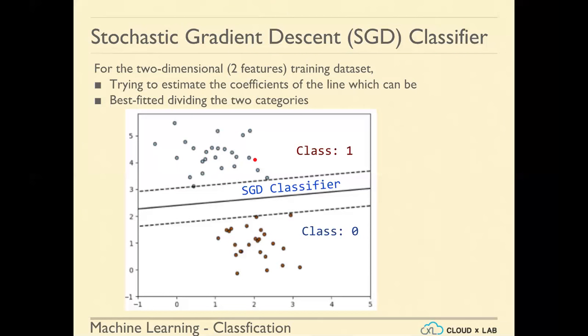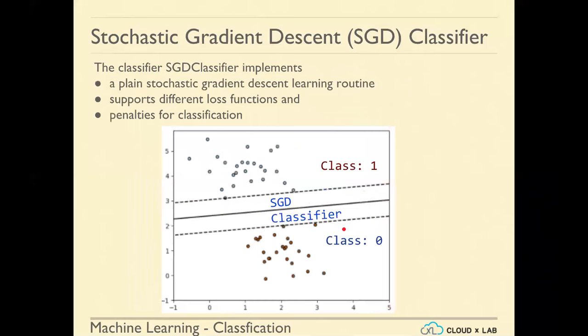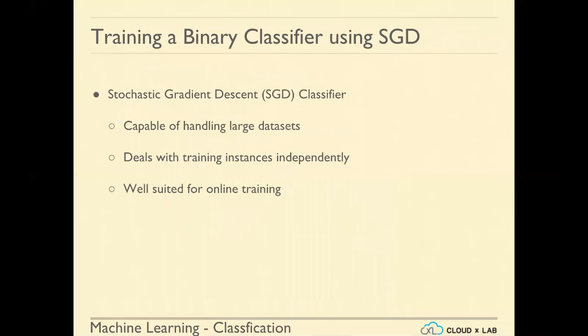All right, great. So based on something called a loss function, we compute how far this line is from a particular data point. Then we combine all these values to make sure that this line is at a maximum distance from both sides. So that's what we are going to do next. SGD classifier is a plain stochastic gradient descent learning routine. It supports different loss functions and penalties for classification. We'll talk about penalties and classification soon.